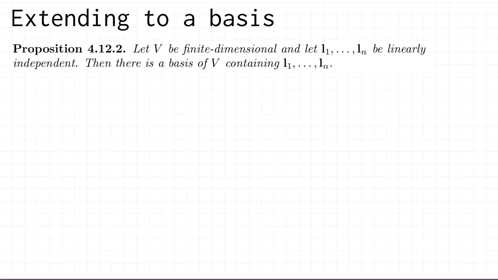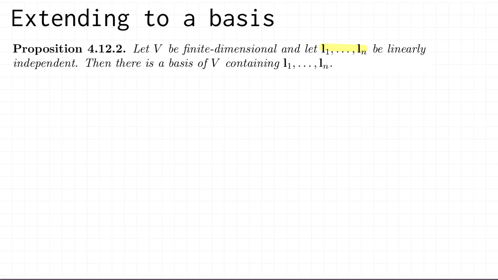So let's see why this is useful in our big result of this video, which is that if you have a finite dimensional vector space that contains a linearly independent sequence L1 up to Ln, so any linearly independent sequence, then there is a basis containing L1 up to Ln. In other words, you can extend that linearly independent sequence by adding some more stuff to make a basis.